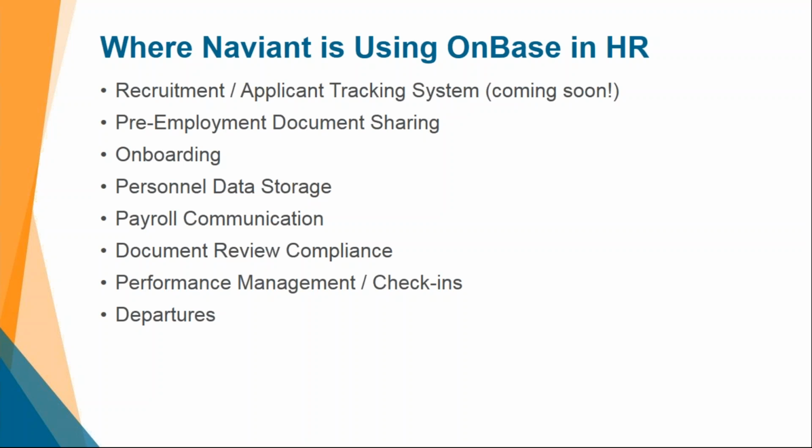Payroll communication, this is how our HR department is communicating with payroll to make sure that we're absolutely not missing anything in what HR did that affects payroll. So thinking about insurance premiums, incentive pay, or things like that. Document review compliance, I'll talk about this much later, but this is the piece that's handling all things compliance. And then performance management or check-ins. At Naviant, we have a quarterly check-in process, and I'll show you how that piece works.